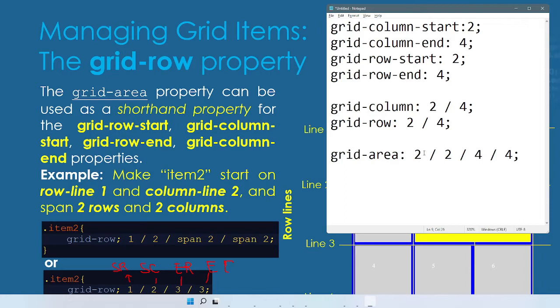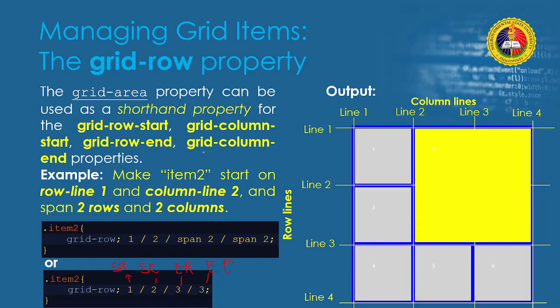So this is the start row, which is this, and then the start column, which is this. Again, first the row, then the column, and then the end row, which is this, and then the end column, which is this. Alright, so that's it. Do you have any questions?